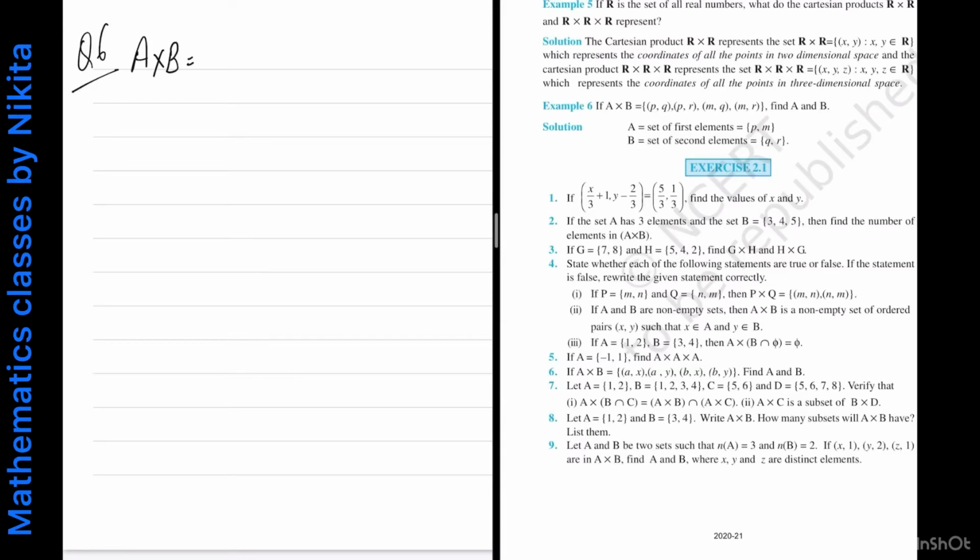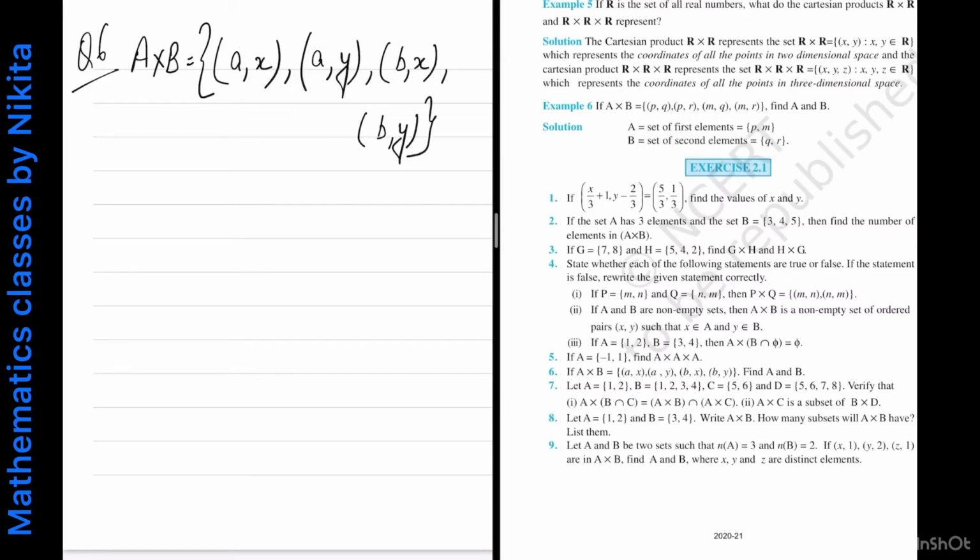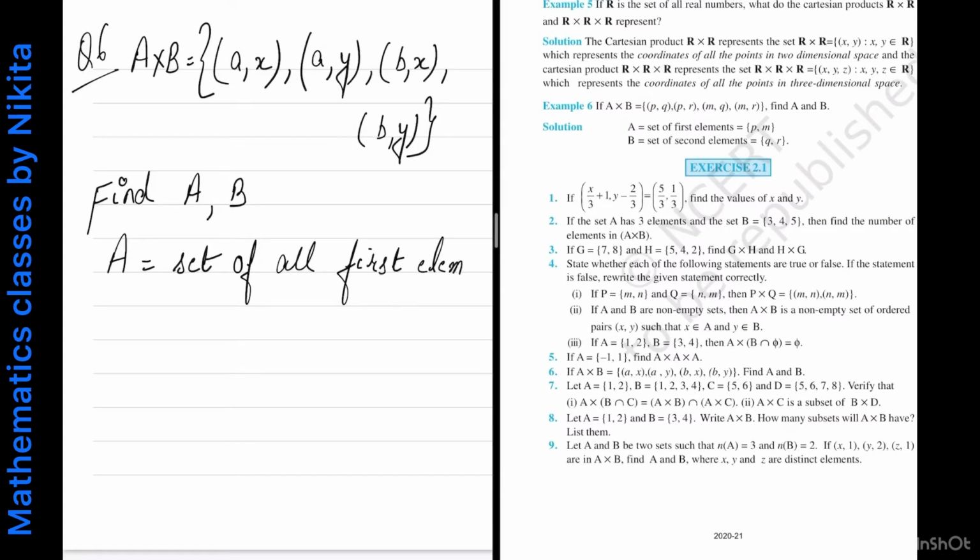So question number 6. A cross B is given to you. So A cross B is the set {(a, x), (a, y), (b, x), (b, y)}. And you have to find what is capital A and what is capital B. Now first of all, I told you that A is nothing but the set of all first elements. Now let's see what are the first elements. You pick the first ordered pair. Now in this ordered pair, a is the first element. So therefore, first of all, a will be there.